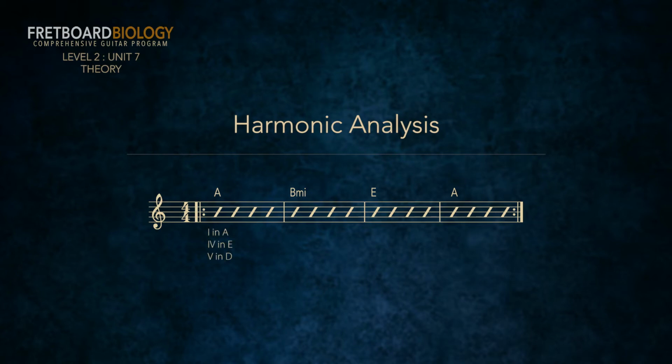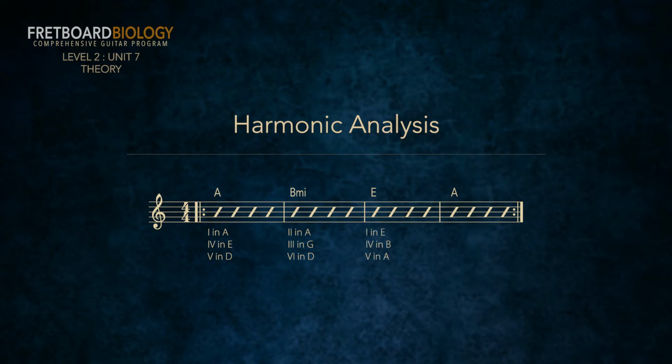An A could be the 1 chord in the key of A major. An A could be the 4 chord in the key of E major. An A major could be the 5 chord in the key of D major. A B minor could be the 2 chord in A major, it could be the 3 chord in G major, or it could be the 6 chord in D major.